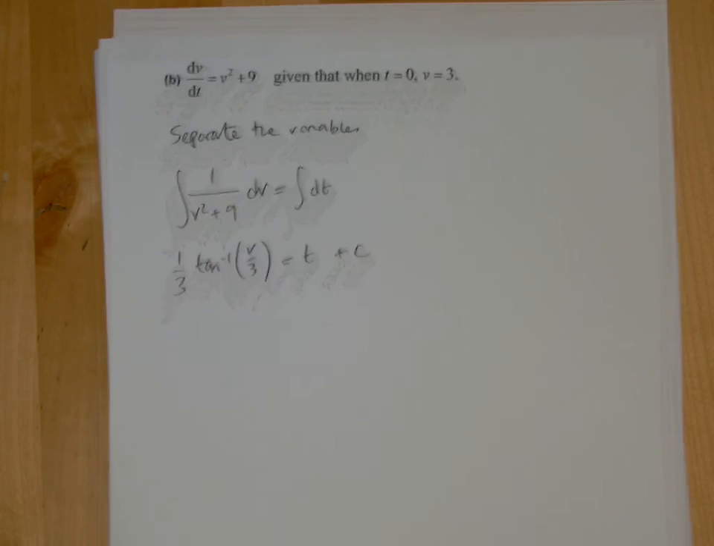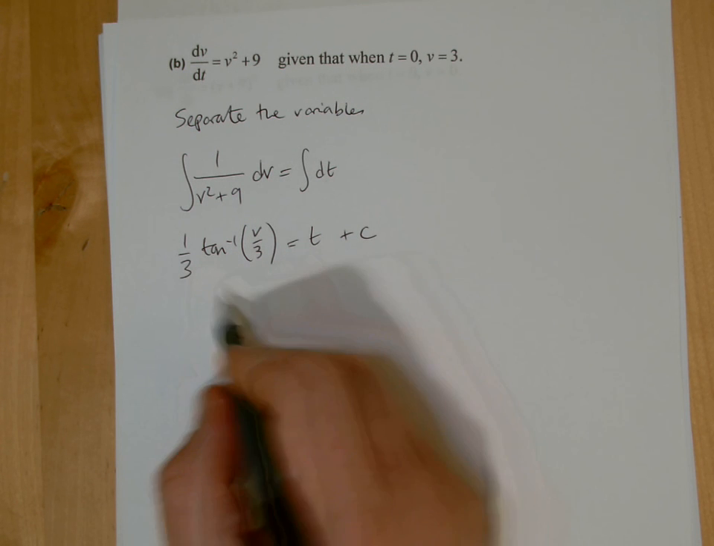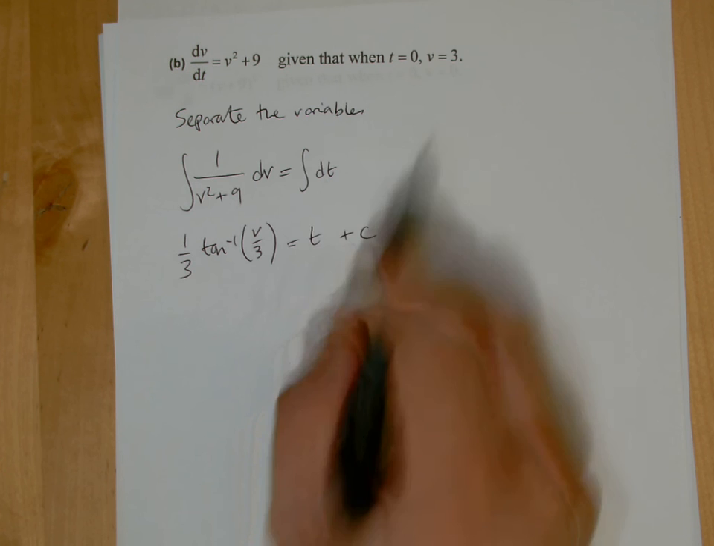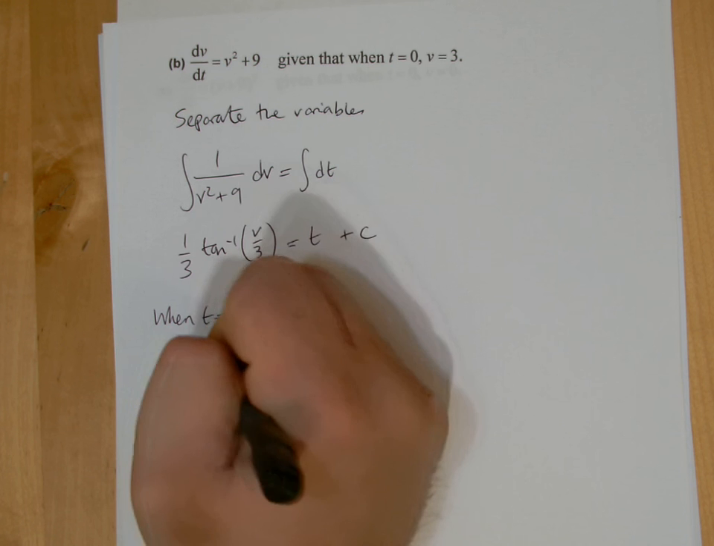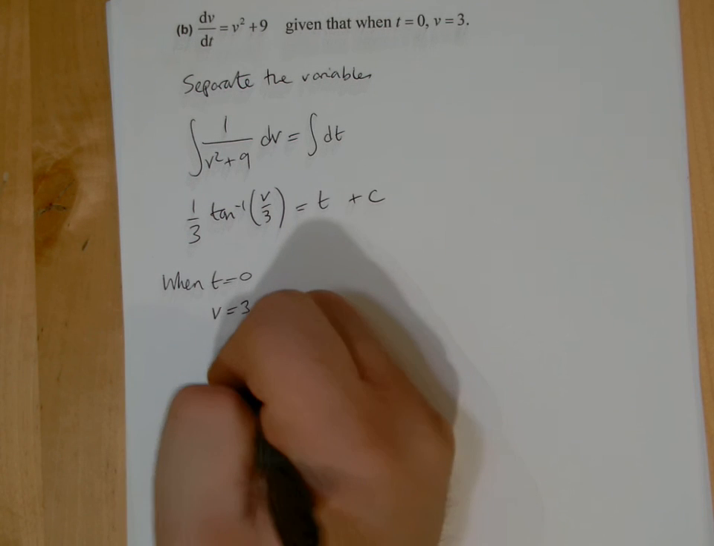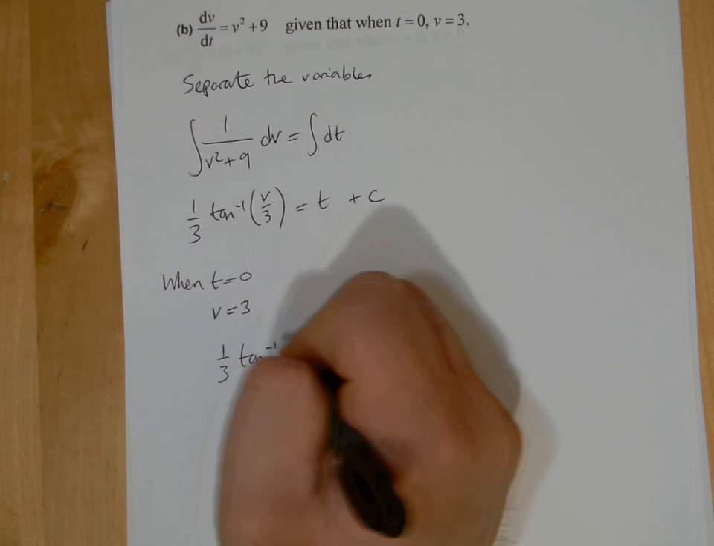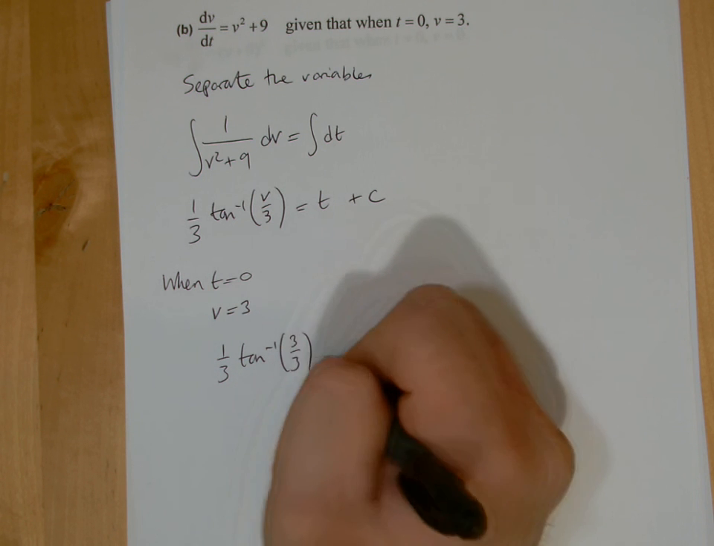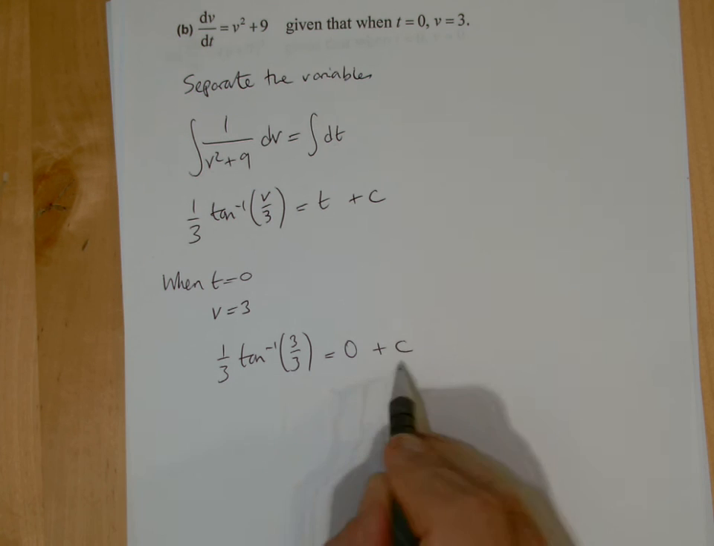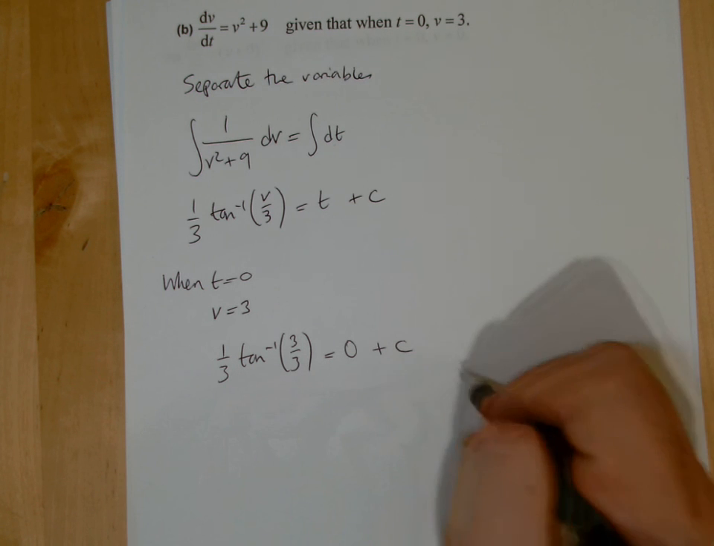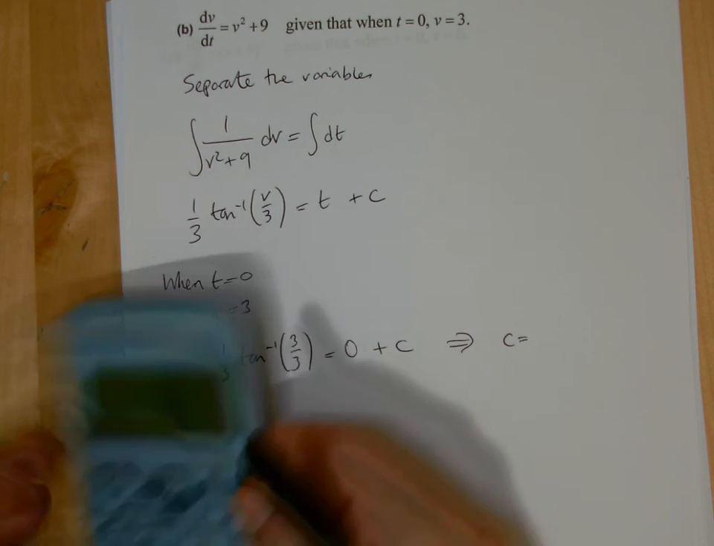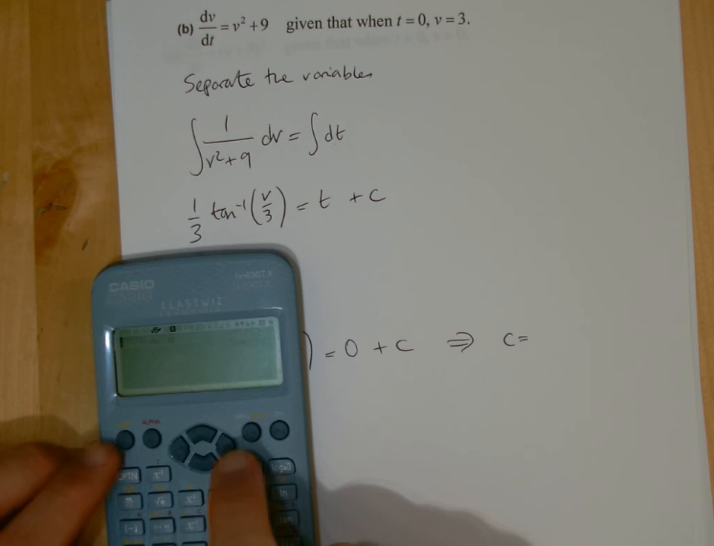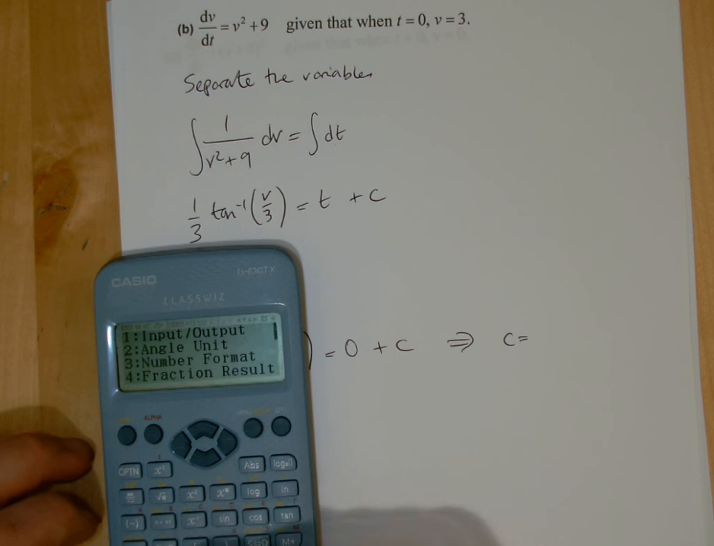So what I can do then is work out the constant, because I'm given v is 3 when t is 0. Okay, so we sub it in. So essentially c will equal that there, yeah? You can use a calculator on that, but you've got to make sure it's in radian mode, yeah? Mine's already in radian mode, but remember, if you want to change it, you just press shift setup, and then angle unit, radian mode there.